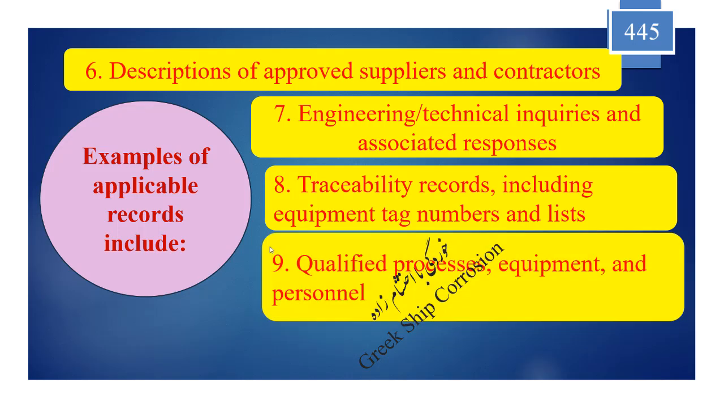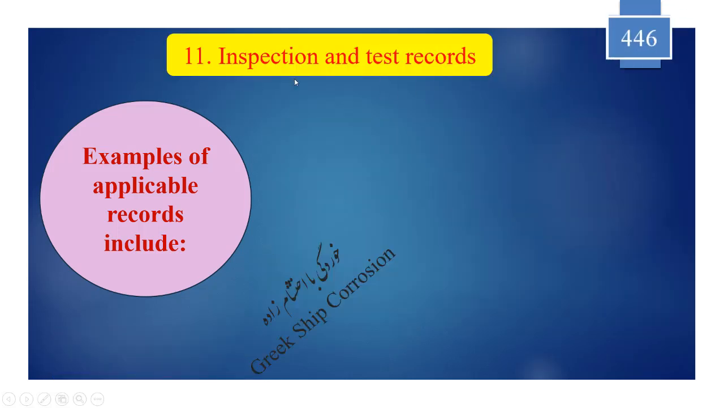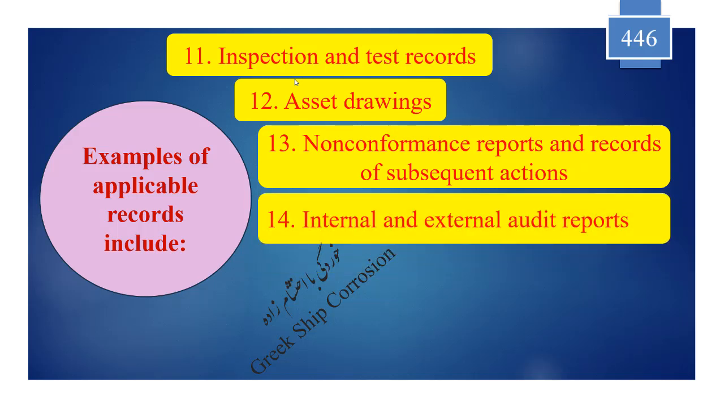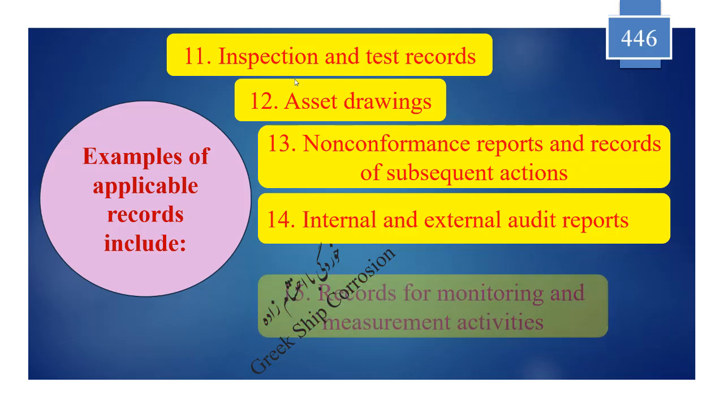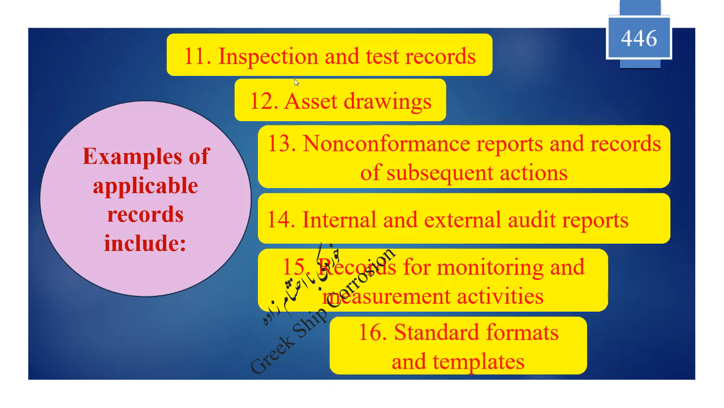9. Qualified processes, equipment, and personnel. 10. Training records. 11. Inspection and test records. 12. Asset drawings. 13. Nonconformance reports and records of subsequent actions. 14. Internal and external audit reports. 15. Records for monitoring and measurement activities. 16. Standard formats and templates.